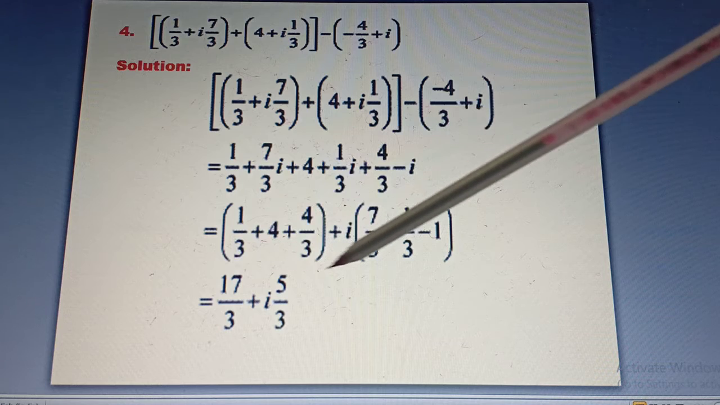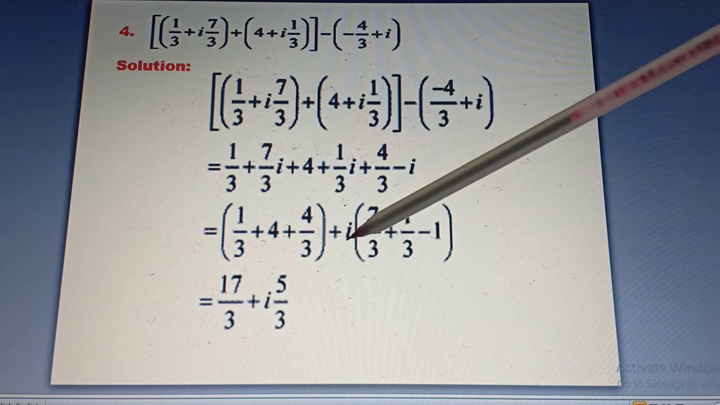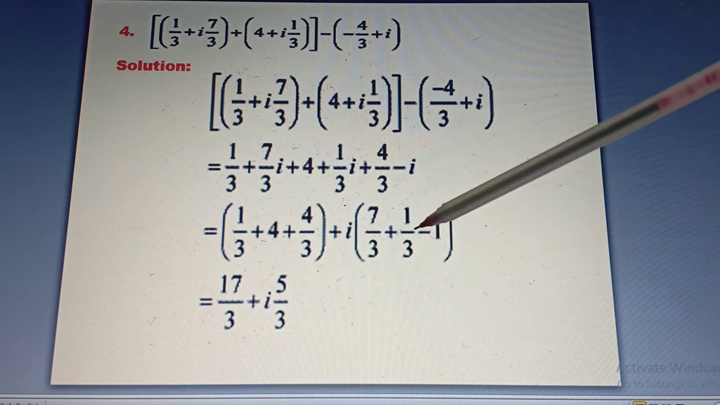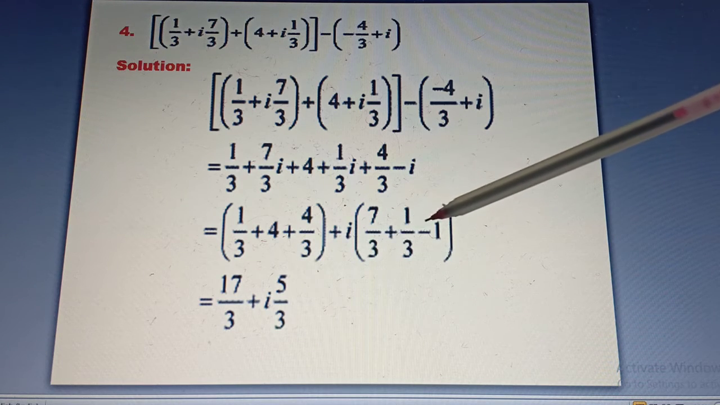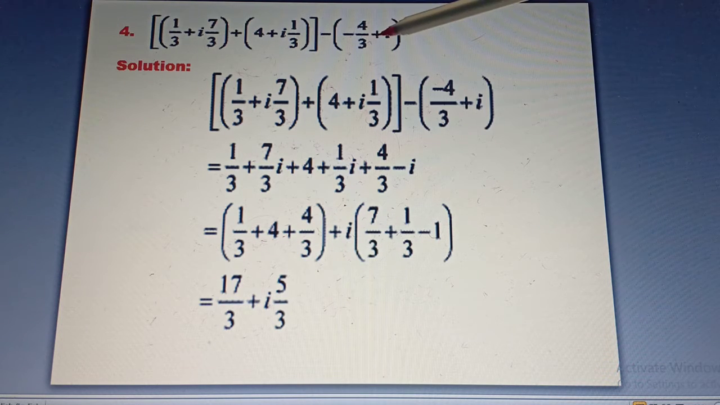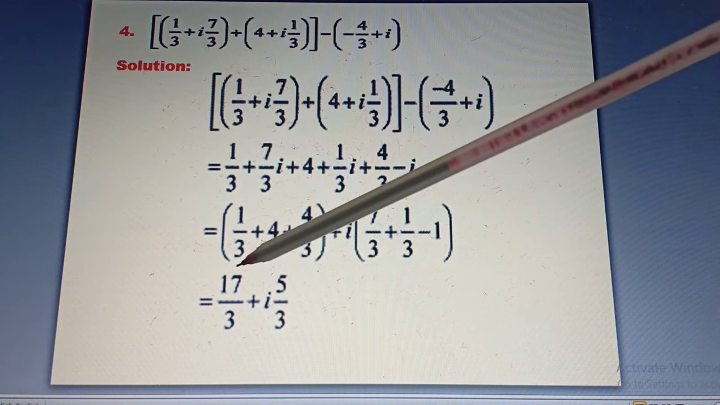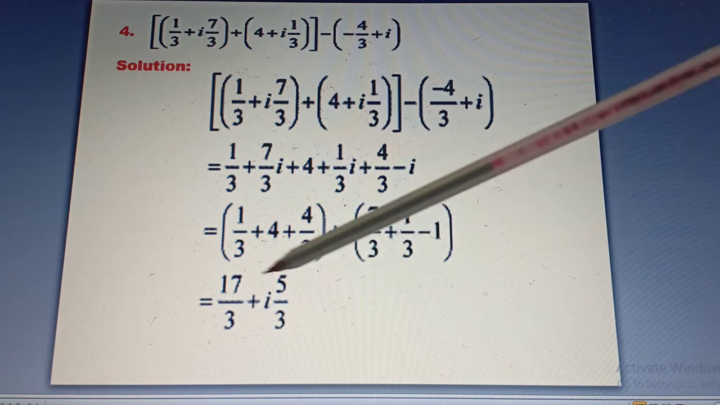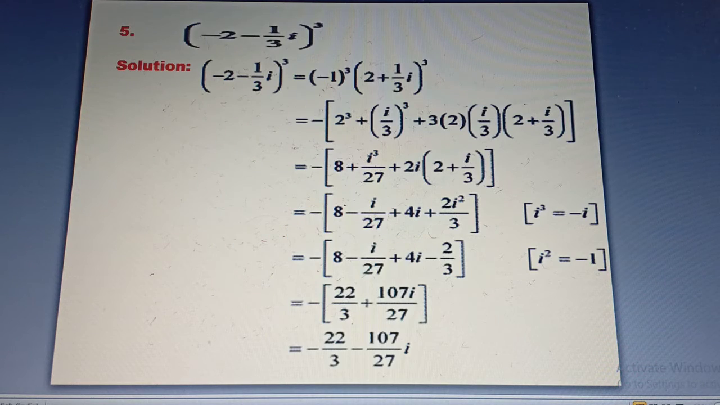After simplification of this bracket, we get 17 by 3 plus i into 5 by 3, because it's 7 plus 1 is 8, 8 minus 3 is 5 by 3. So this is the answer of this question, expressed in the form of a plus ib, where a is 17 by 3 and b is 5 by 3.